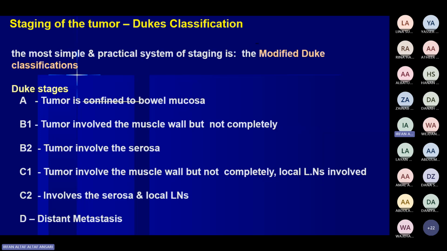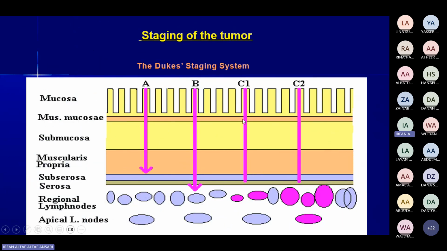C1: the tumor involves the muscle wall, but not completely, and local lymph nodes are involved. So B1 along with the lymph nodes is called C1. B2 along with the lymph nodes is called C2. And D is the distant metastasis. This is very, very important. You get a lot of questions in this exam, as well as in your year 5 surgery, year 6, as well as in the assembly. So A, B1, B2, C1, C2, D. So A is the mucosa.